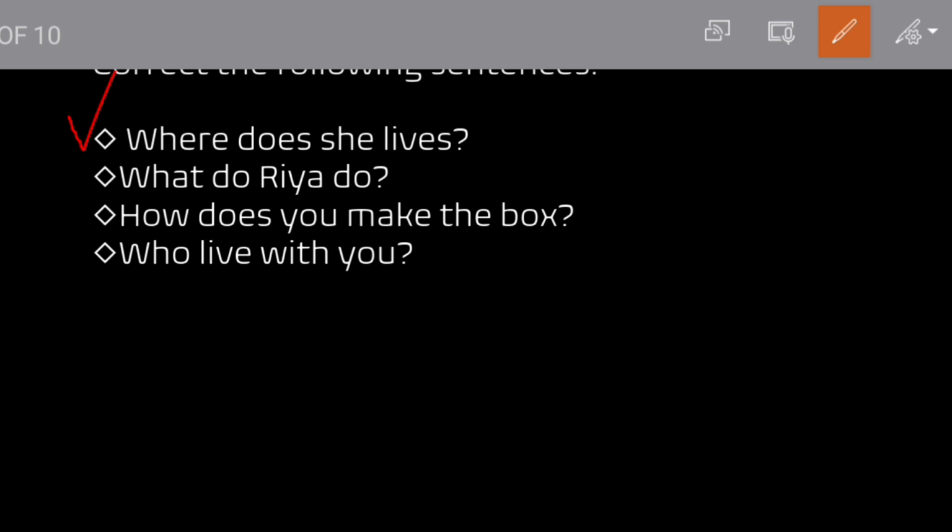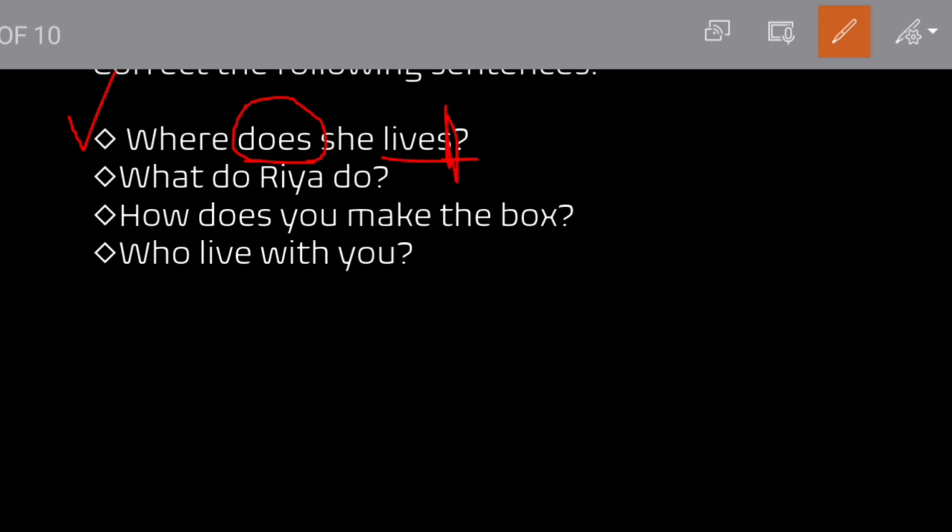You may wonder how that is possible. Everything is correct, because we have used does, because the subject is singular. And what's wrong with this sentence? The mistake is here: lives. So note that once we use does in a sentence, we don't need to add s after the verb. So the correct sentence is where does she live, not lives. We don't have to add s if we use does. That's also a common mistake made by English learners.